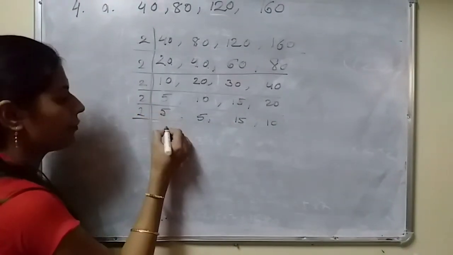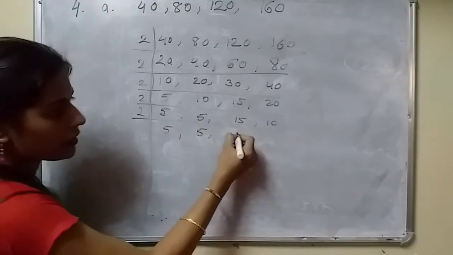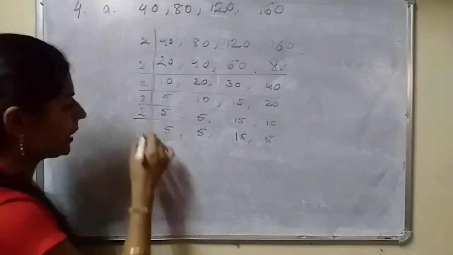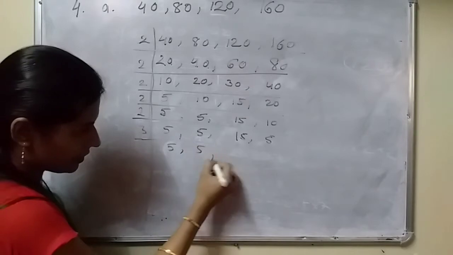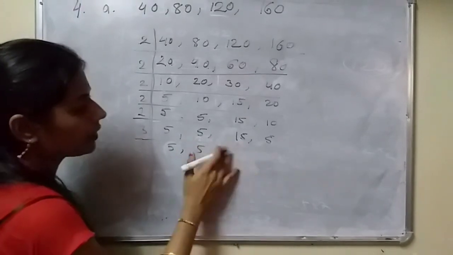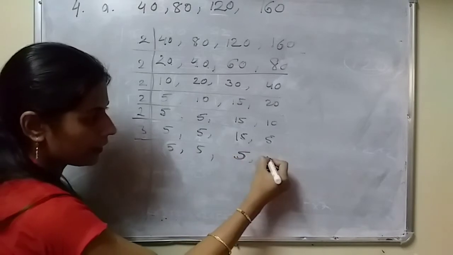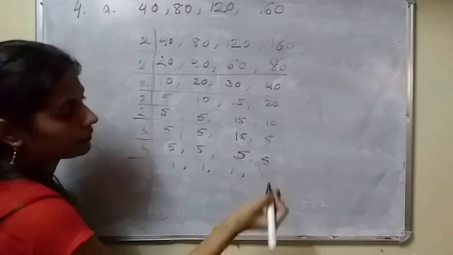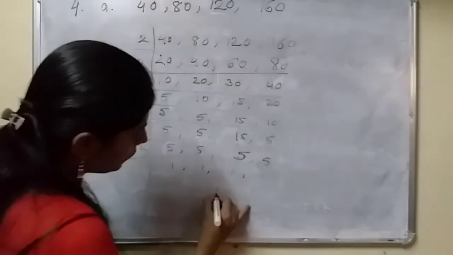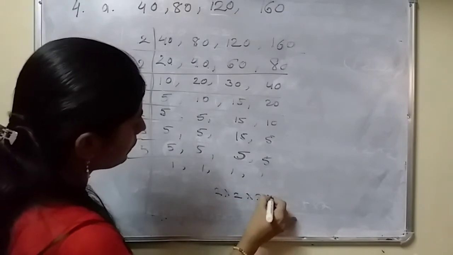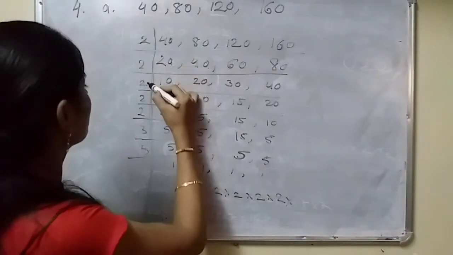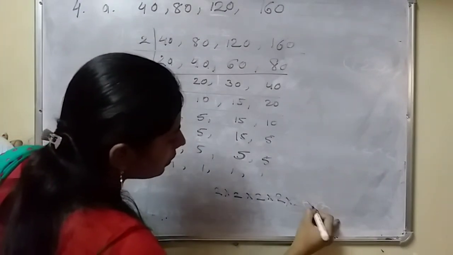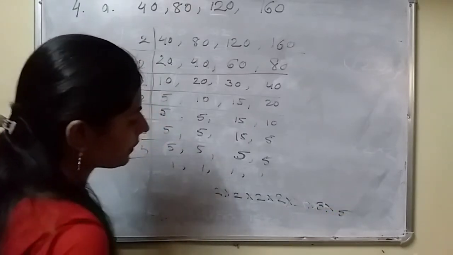Now again by 2, 5 as it is, here also 5 as it is, 15 as it is, and here 2 fives are 10. Now divided by 3, 5 as it is, 5 as it is, 3 fives are 15, so 5 as it is. Now take out by 5, 1 1 1. See which are the multiples you got here. 2 into 2 into 2 into 2 into 3 into 5.